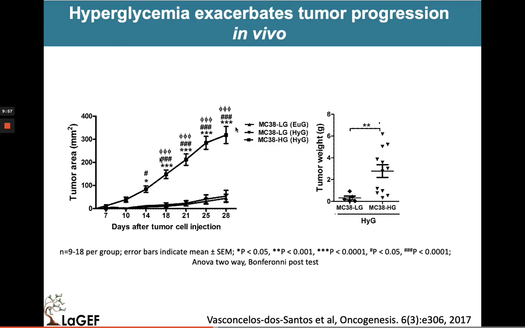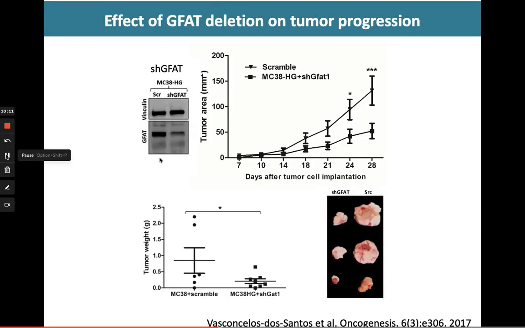Tumors from the hyperglycemic mice present an exacerbated growth when compared with the euglycemic mice, in size and weight. Thus, is the hexosamine biosynthetic pathway involved in the growth of these tumors under hyperglycemia?